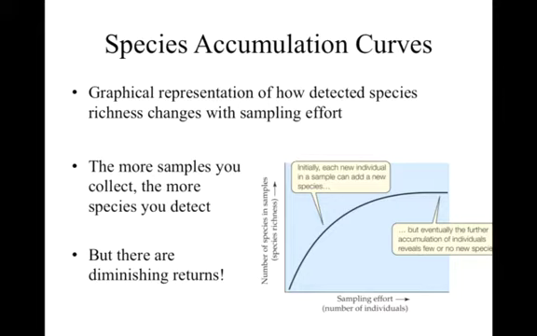Species accumulation curves are different. They are graphical representations of how the detected species richness changes with sampling effort. And the idea here is that the more you go out and sample, the more you're going to find different species. So if I go to downtown Clemson today and I bird watch, I'm going to have some number of species. If I go tomorrow, I might find some new species I didn't see today. And if I go out the next day, I'm going to find some new ones I didn't see on the first 2 days, and so on, until you've seen all the birds that you're ever going to see here, and your curve starts to flatten out.